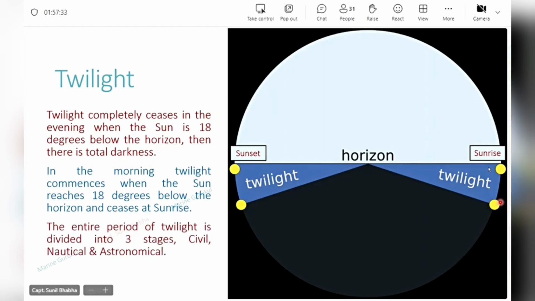Now this entire period of 18 degrees is divided into 3 different stages, and we call these 3 different stages civil twilight, nautical twilight, and astronomical twilight. Now let us see these 3 stages of twilight one by one.